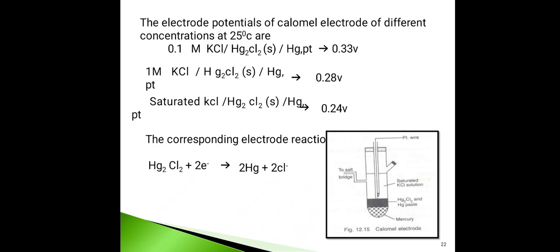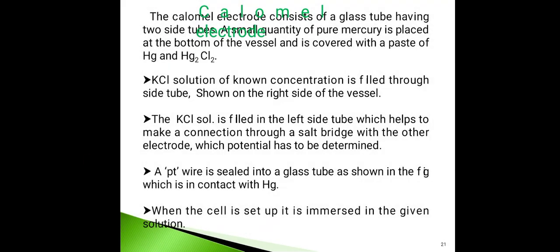So you can see that on the right hand side there is a side tube that is used for maintaining the potassium chloride in the given tube, and the potassium chloride solution is filled in the left side tube, which helps to make a connection through a salt bridge with the other electrode, whose potential has to be determined. Whatever potential we want to determine, that electrode has been connected to the saturated calomel electrode with the help of this connection through a salt bridge.